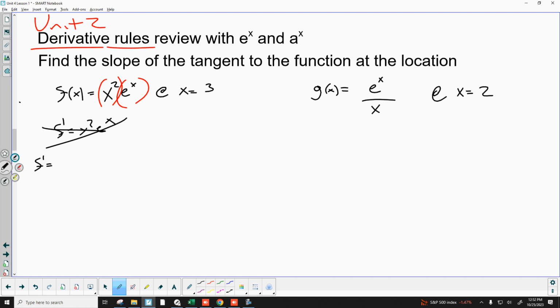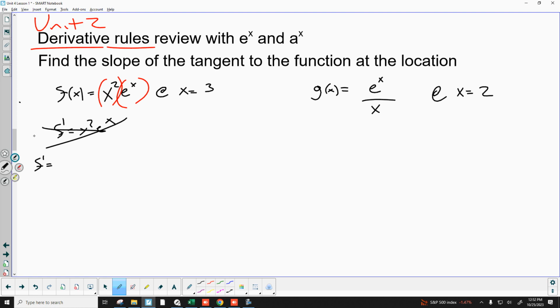Derivative of the first and second plus, derivative of the second. This is where it's tricky. What is the derivative of e to the x? It's not just x. It's e to the x. The derivative of e to the x is e to the x. Okay?